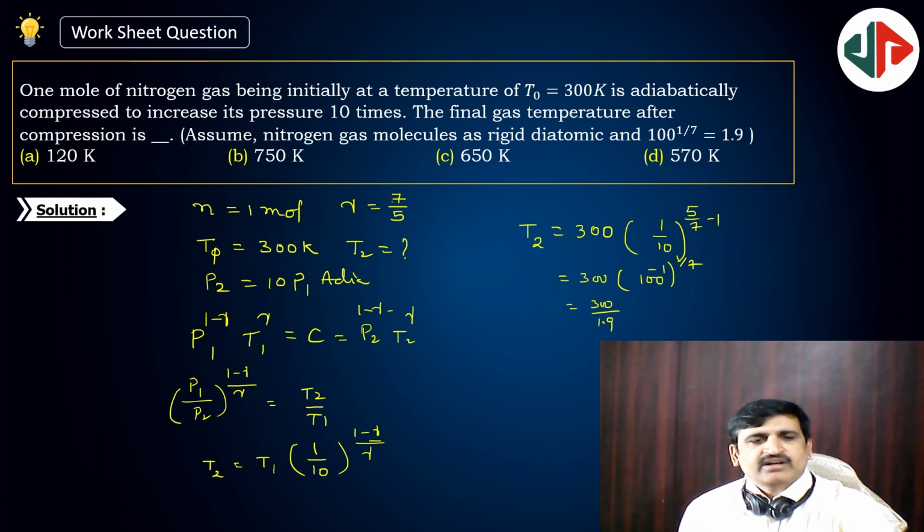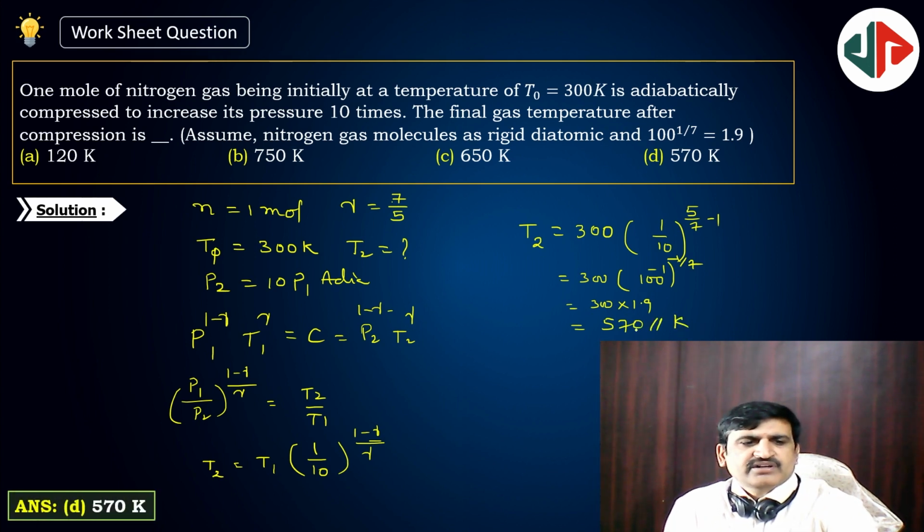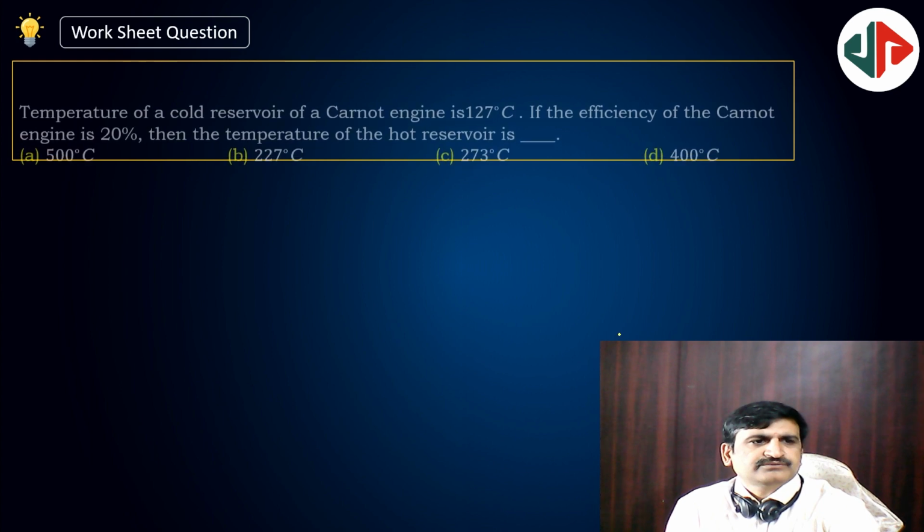300 by 1.9 is, here this 7 minus 2 by 7, so this is a minus sign, minus minus will go, so this 1.9 will become 1.9 into 300, roughly 600, roughly 600 means 570 I can take, 570 Kelvin, option D. Yes, next.